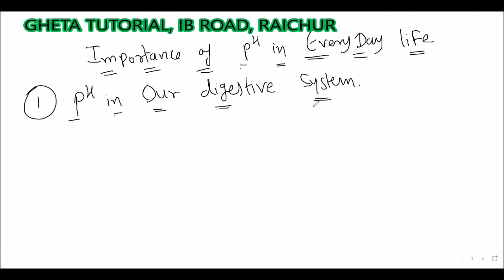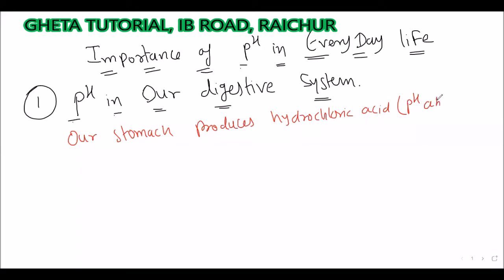What acid is produced by the stomach? Hydrochloric acid, HCl. Correct answer. Our stomach produces hydrochloric acid of pH about 1.4.